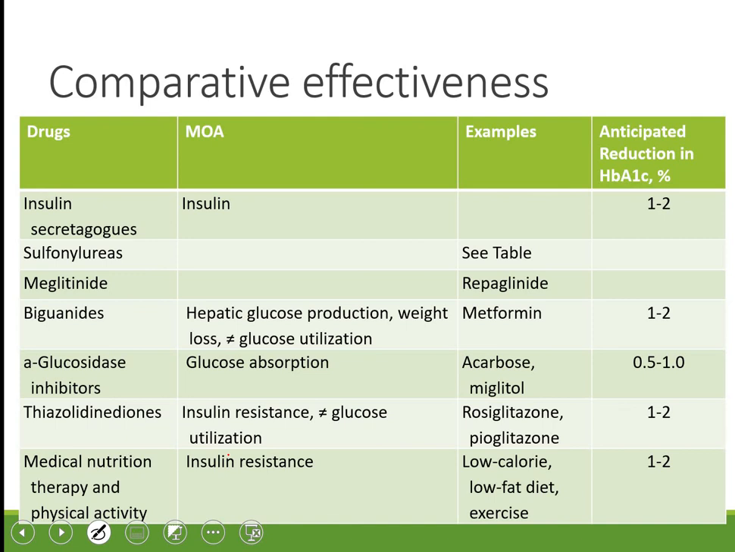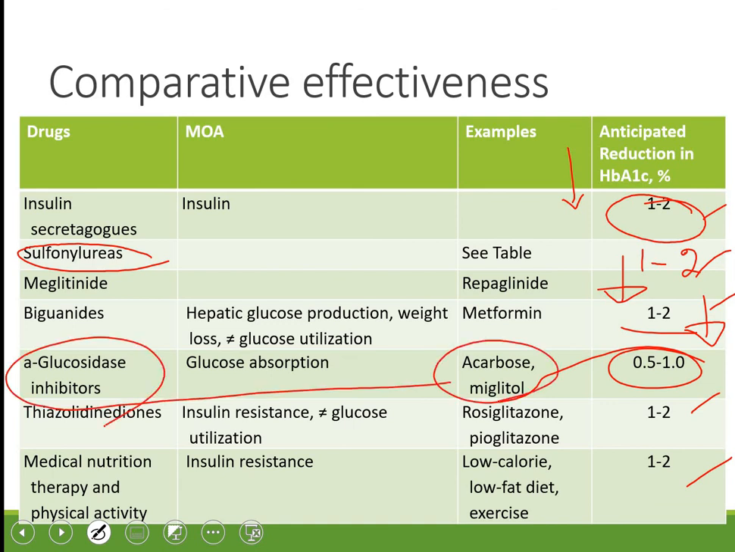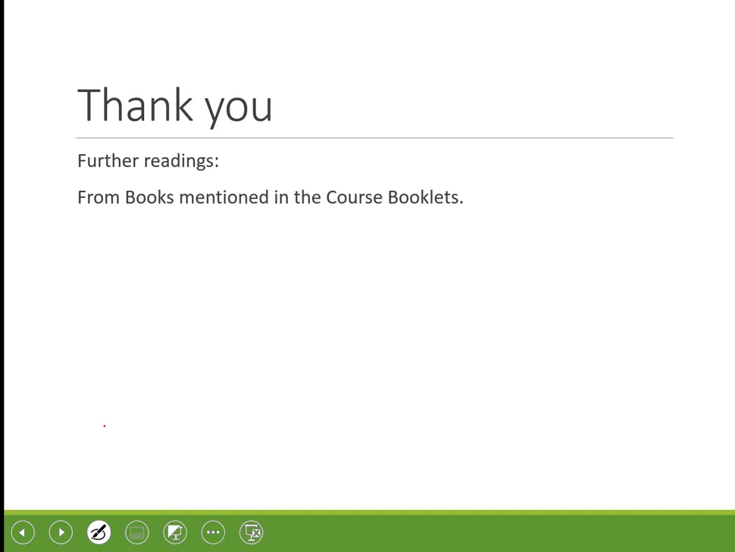So this is the slide which I always refer to, though it is not required, but it shows the comparative effectiveness of different classes of oral antidiabetic drugs. So see, insulin has a percent reduction in HbA1c of 1 to 2, and similarly meglitinides have 1 to 2 and sulfonylureas have 1 to 2, you see. And they are all equally pharmacologically active, with the exception of one class, that is acarbose, the alpha-glucosidase inhibitors. So it is important that you must know which class of oral antidiabetic drug is the least effective, and that is alpha-glucosidase inhibitors. I hope now you understand the concept of these slides. Thank you very much.